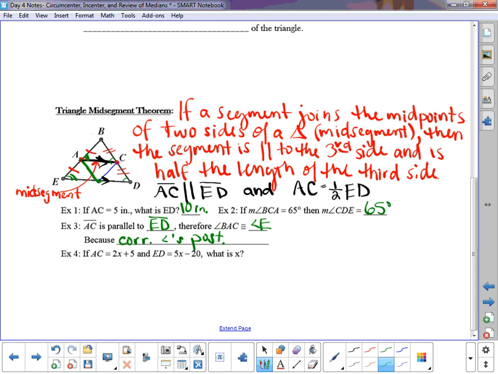Alright, I want you guys to go ahead and try example 4 here. They give you an expression for AC, they give you an expression for ED. What is X? Go ahead and solve for X.